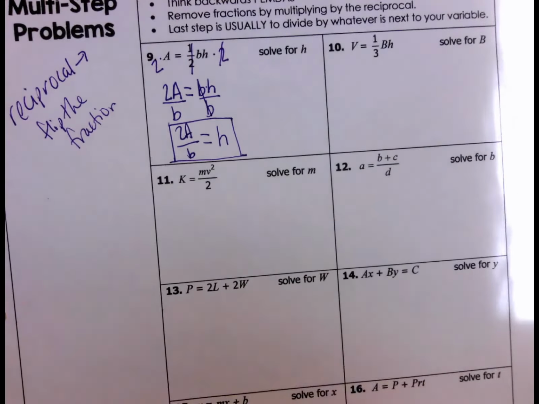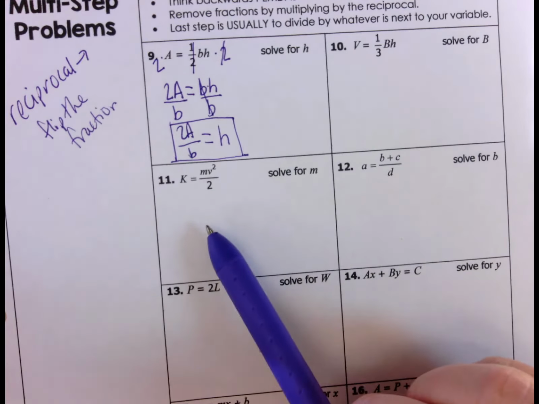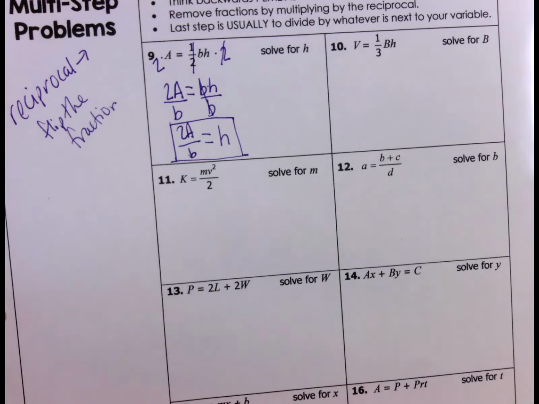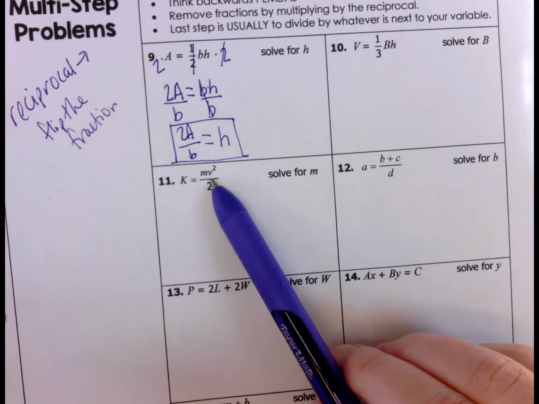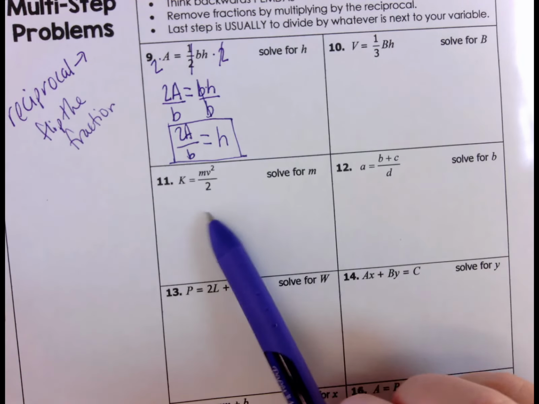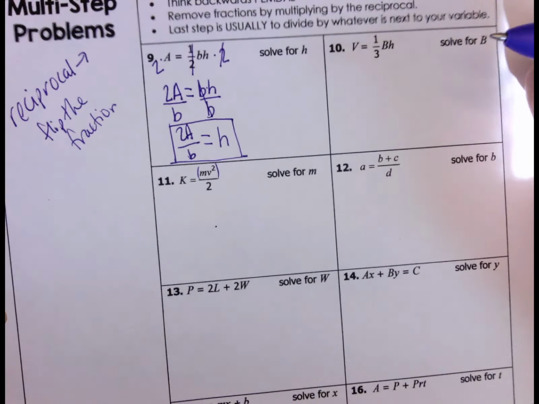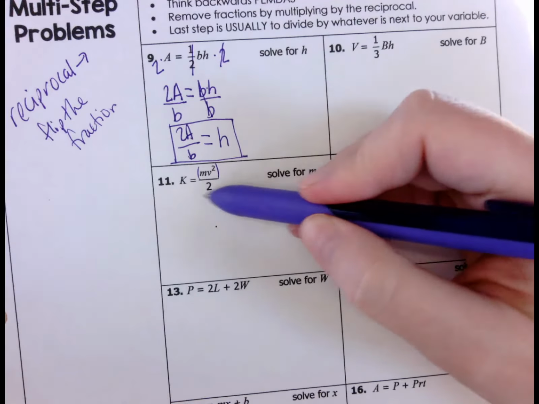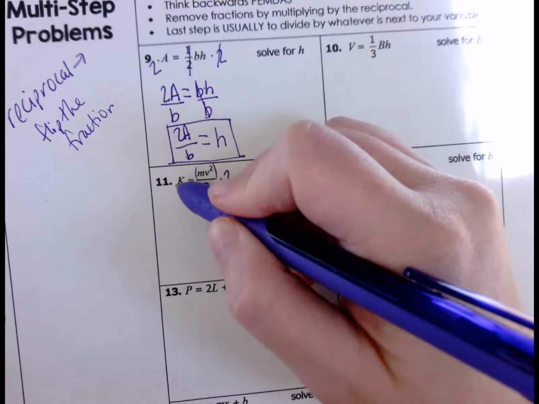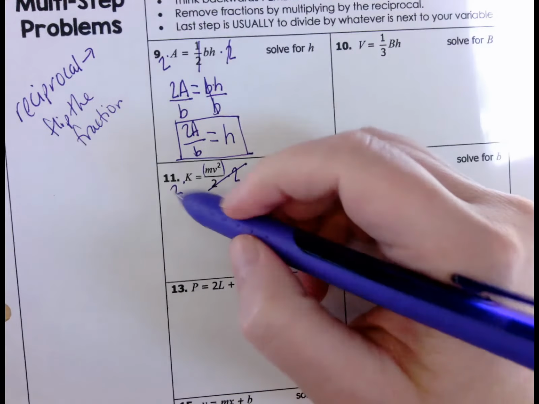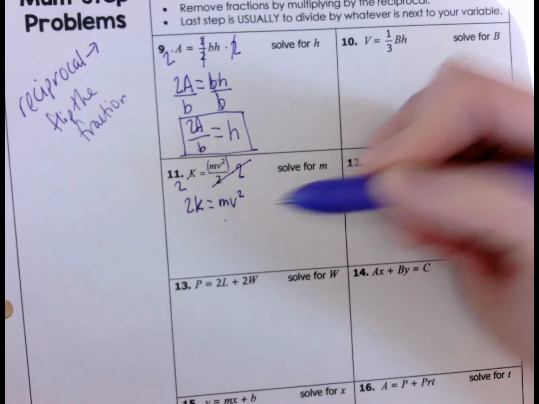All right. So, similar, we're going to move to number 11. We have k is equal to mv squared divided by 2. It's another formula, but I can't remember which one it's for. But we're going to solve for m, okay? So m is being multiplied by v squared, and then it's being divided by 2. So let's get rid of that fraction, because remember, this is considered a group because it's on top of a fraction bar. So we need to get rid of this other stuff first. Since it's being divided by 2, I'm going to multiply by 2 to get rid of it. And so on the left, I'm left with 2k is equal to mv squared.